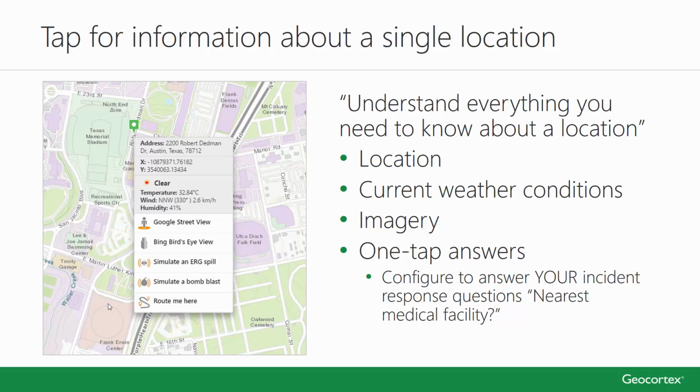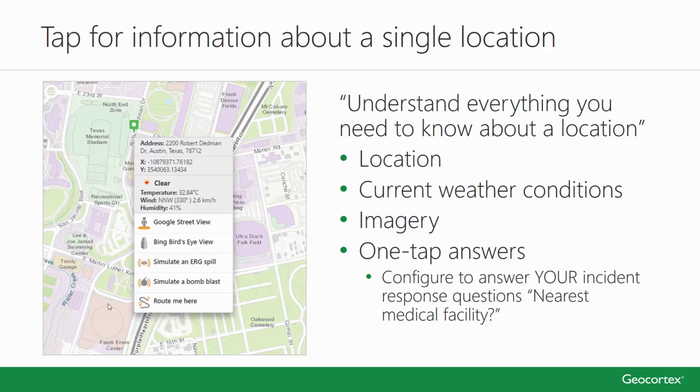Tap or click on the map, and you're able to get your address, your coordinates in your current coordinate system, current weather at that location, including temperature, wind direction, wind speed, and relative humidity. Weather information can be extremely important, of course, during storm events, flood events, not to mention chemical dispersions or fires where you need to understand which direction the wind is coming from.